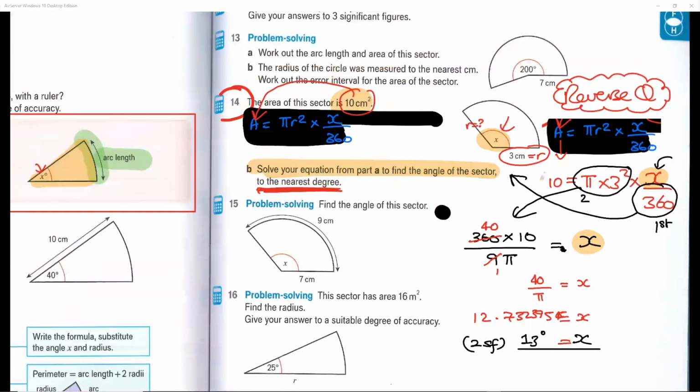So to the nearest degree, in this particular case, is actually equivalent to 2 significant figures. Oh, hang on a second. Have I done a typo? Yeah, I have. Okay, somebody spotted something. Thank you, Abdullah. 40 times by 10, that should be 400 divided by pi. Absolutely right. We're going to get a different answer, Naomi.